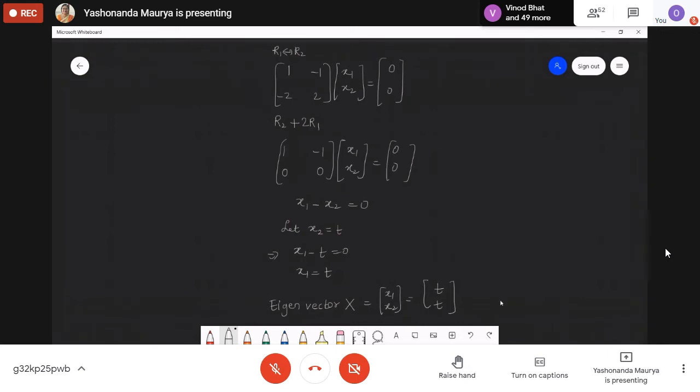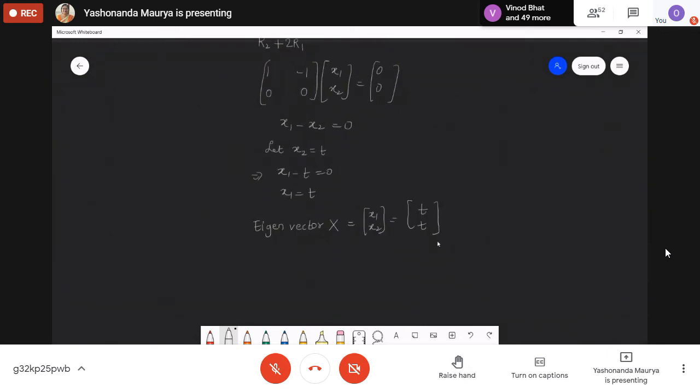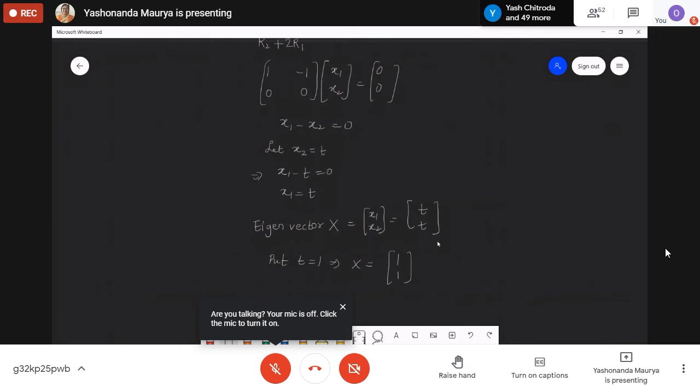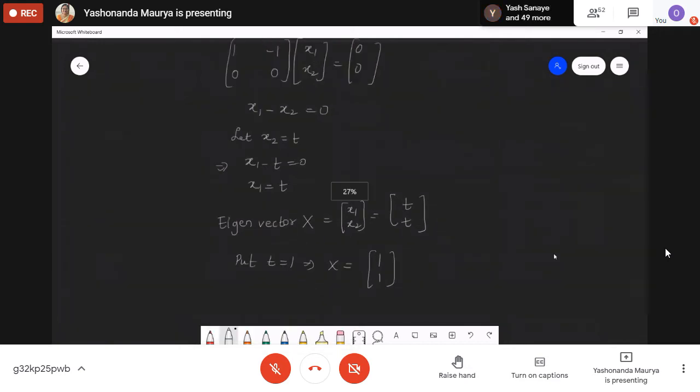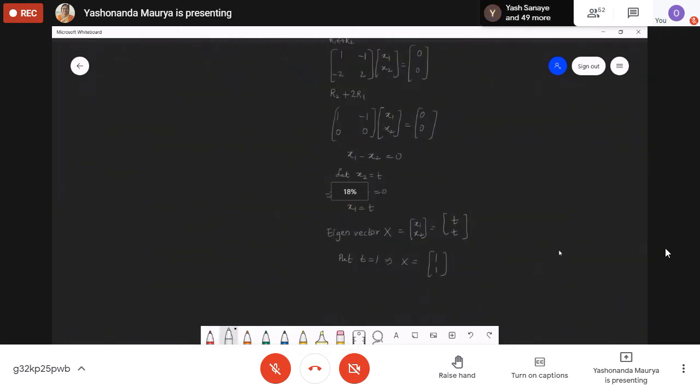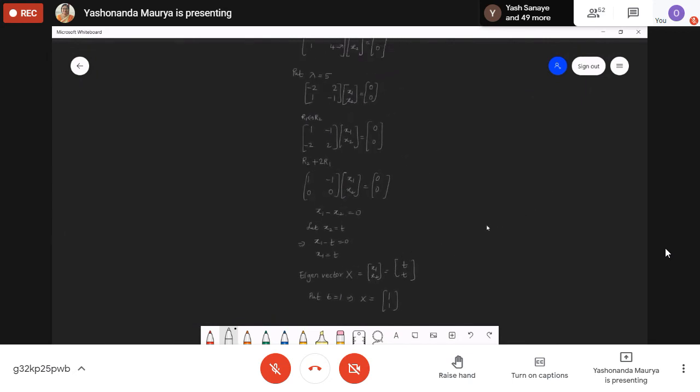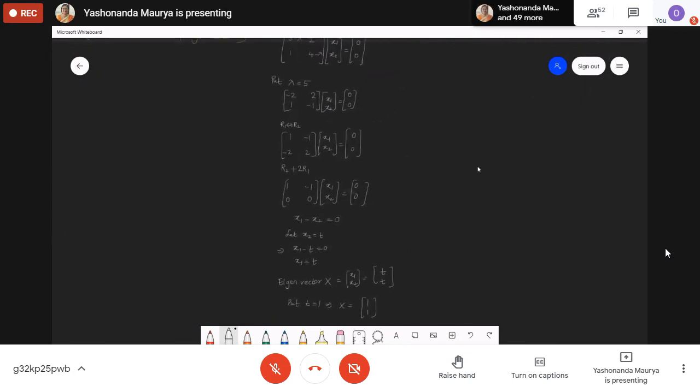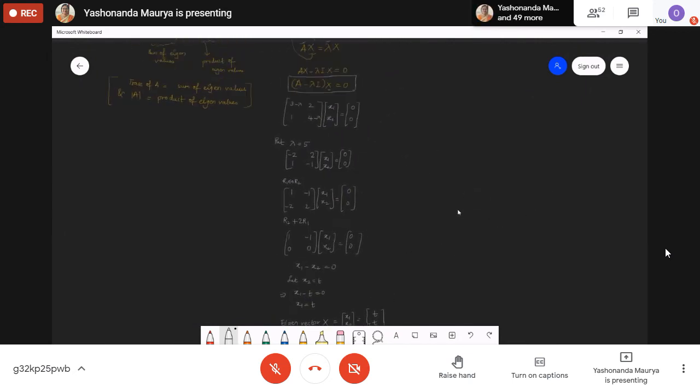For the vector, we don't want to have this t, t over here. What we want is a non-zero value for this vector. So in particular, we can put t equal to 1. This implies x will be nothing but 1 comma 1. Is this part clear? Just see this. I'll just minimize it so that it fits in our screen.